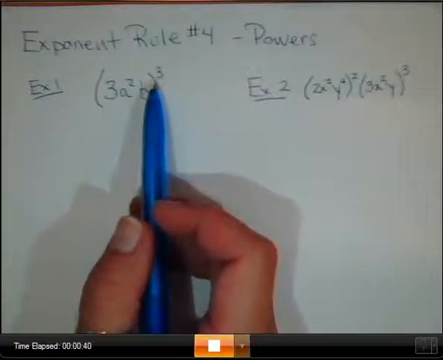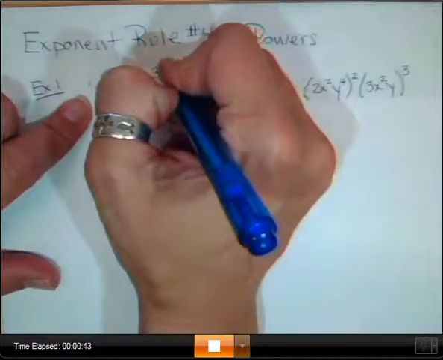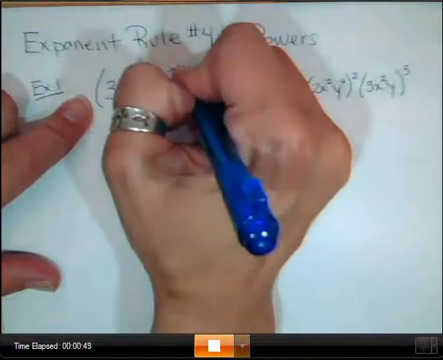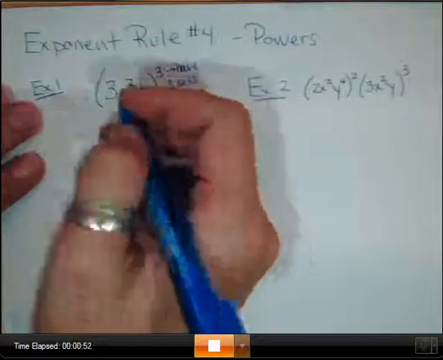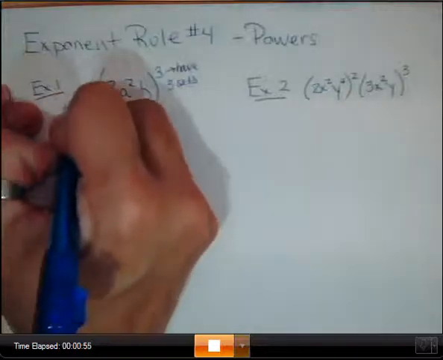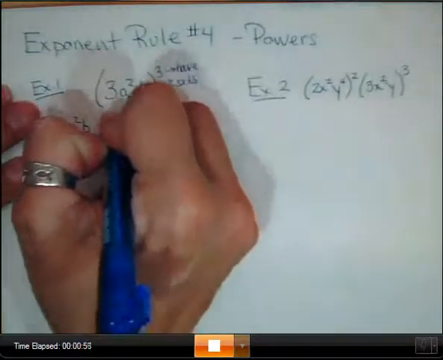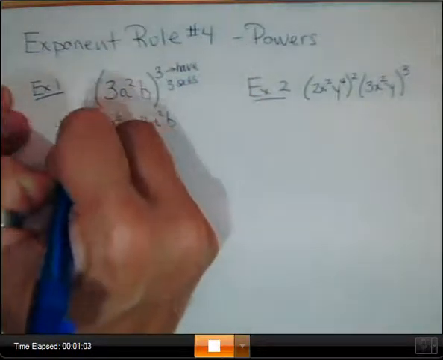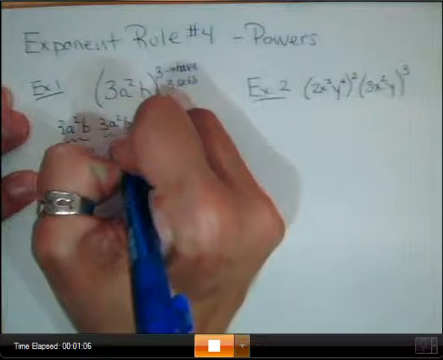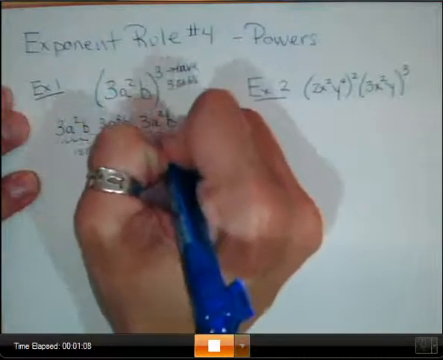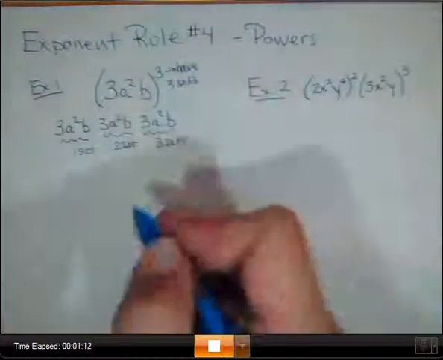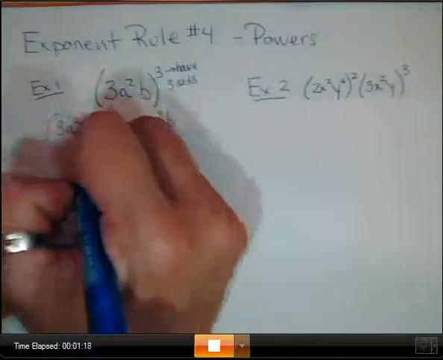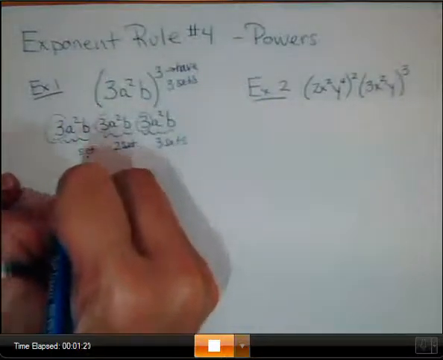So what we are going to do is look at this. It says that we have three sets of 3a squared b. So let's write out those three sets. Here would be one set, two sets, and three sets. And so now we're just going to multiply it together like we did in the very first video. So 3 times 3 times 3 gives us 27.